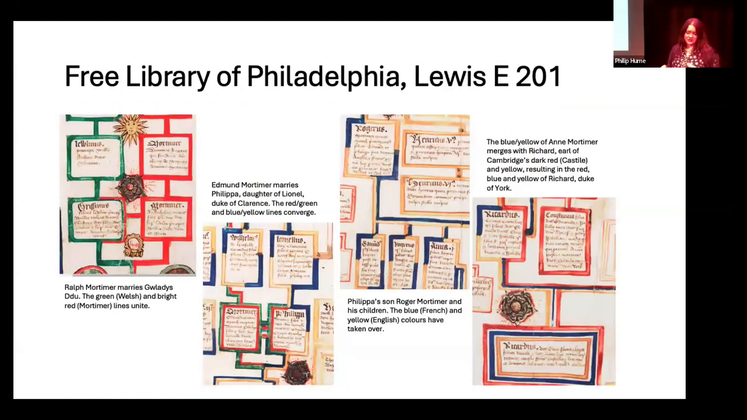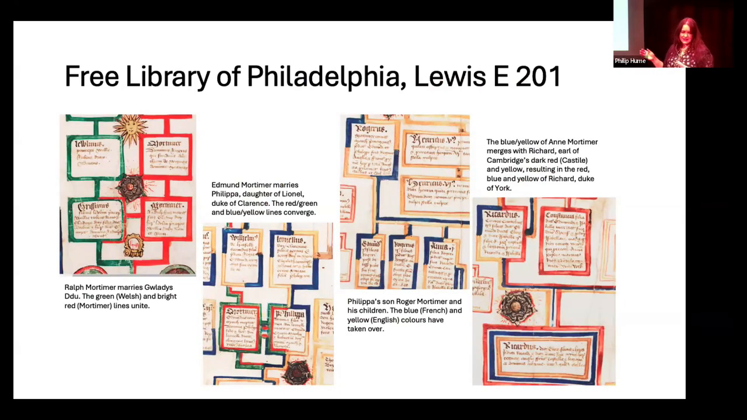It includes a very visual depiction of the Mortimer descent, and the use of colour here is very interesting. So if you look at the first image on this screen, this is the combination of the Welsh and Mortimer lines. So the dark green colour is the Welsh line with Gladys Ddu, and the bright red is the Mortimer line with Ralph Mortimer, and this is symbolising their marriage.